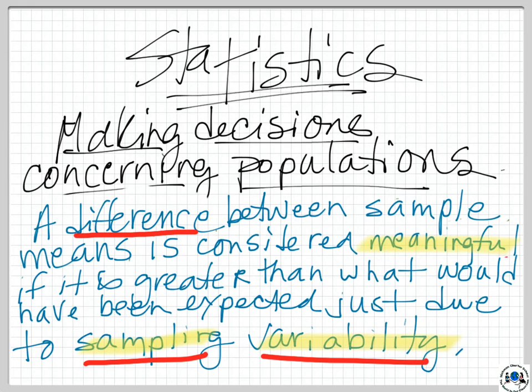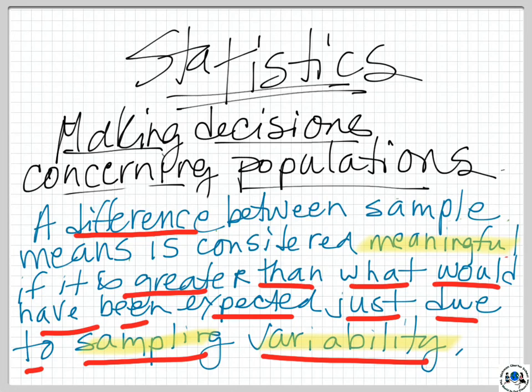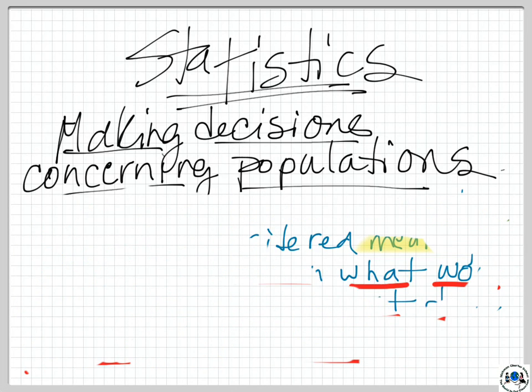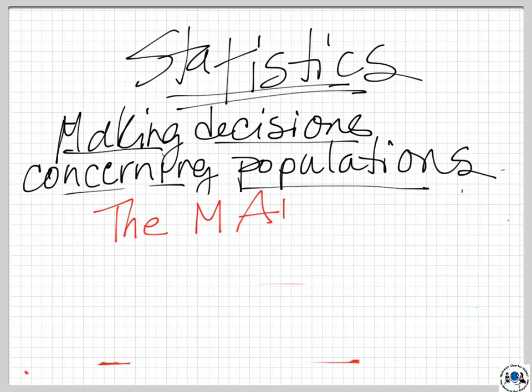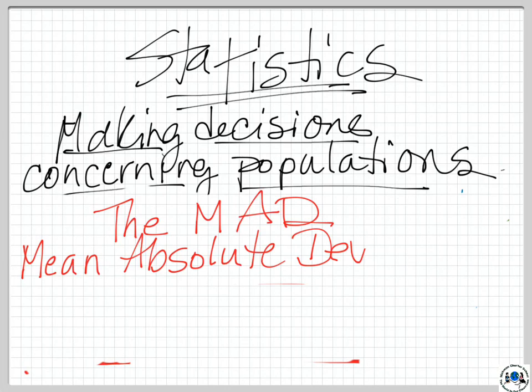Now that's pretty nebulous, this idea of greater than what would have been expected just due to sampling variability. So we've tried to take it another step, and we have looked at the MAD, the mean absolute deviation. Like I said when we first started utilizing this tool, I had not heard of it myself beforehand. The measurement that I've used in statistics has basically been what's called a standard deviation. So I missed out on this.